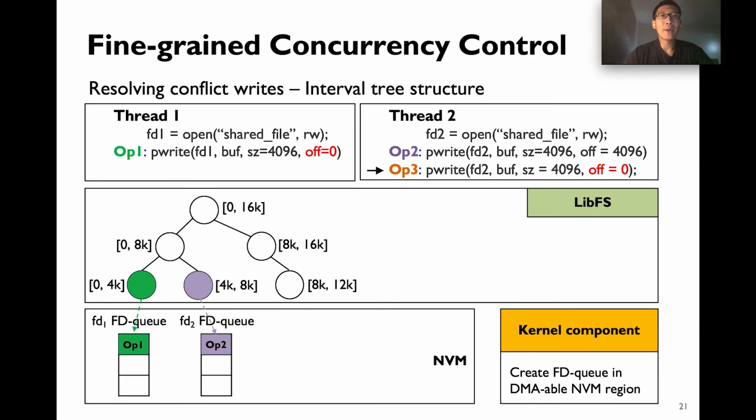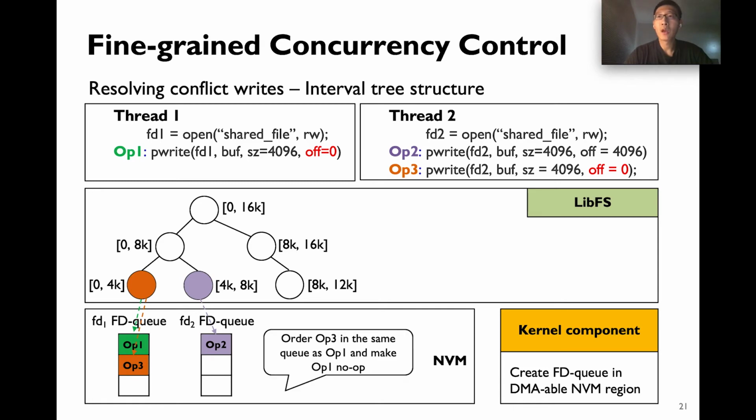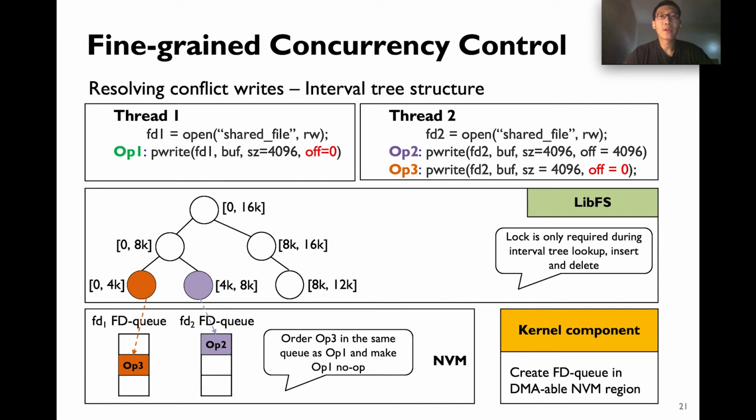Operation 3 is an overlapping update with op1, as both are updating range 0 to 4K. When LibraryFS looks up the interval tree, it finds that an earlier request, op1, overlaps with op3. Hence, LibraryFS updates the interval tree node and then inserts op3 into the queue of operation 1 because they are overlapping. In this example, operation 1 is marked as no-op because op3 is the latest version of range 0 to 4K. By using the interval tree structure, the lock is only required during interval tree lookup, insert, and delete. However, the traditional inode-level reader-writer lock needs to be held until the request is finished.